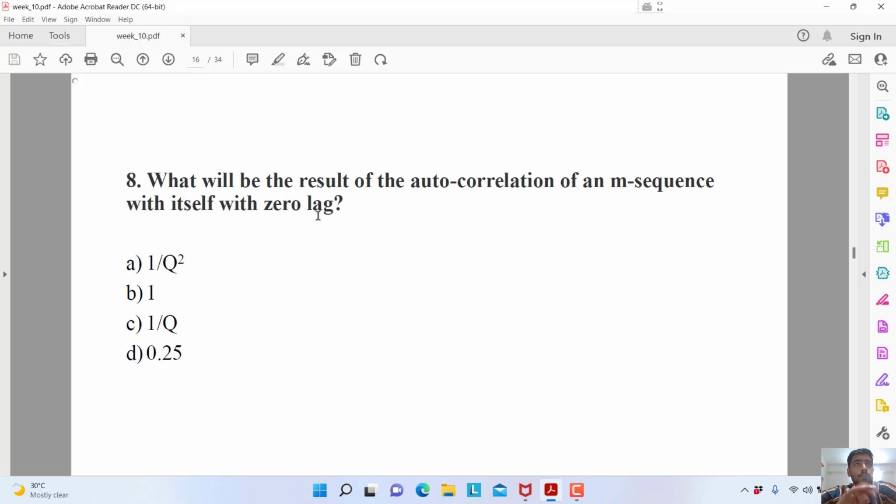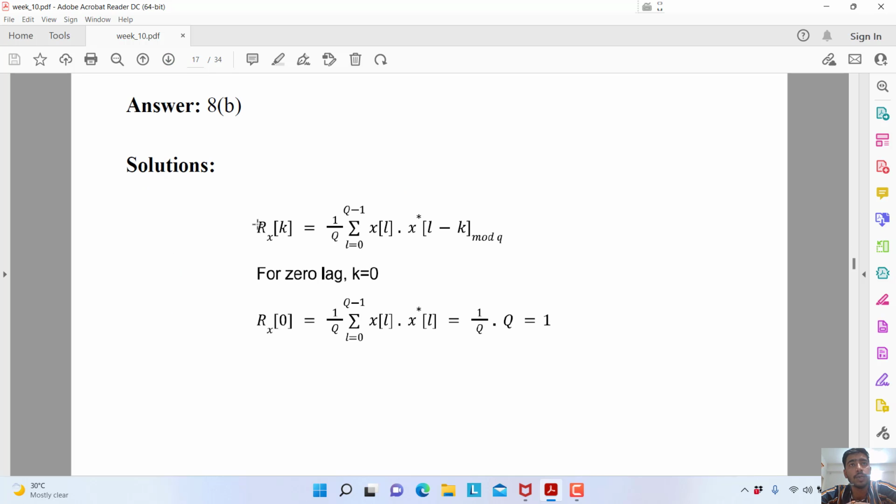So please try this. It's also the same as the previous concept. According to the question, we have to get the autocorrelation of the signal. This is X[l] and this is X*[l-k]. For 0 lag, K is 0.